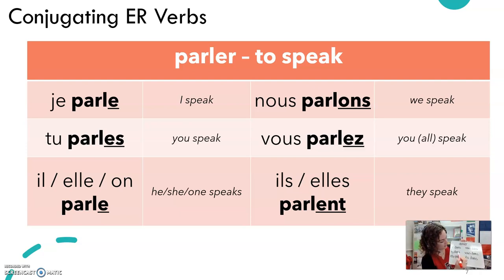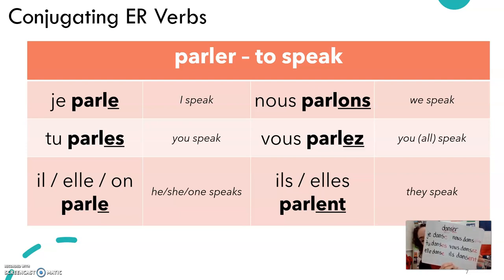So I will write that stem, danse, and then I need to add the endings that I just went over. Je danse with an E, tu danses, E-S, il, elle danse, nous dansons, O-N-S. There it is. Vous dansez, E-Z, and ils dansent, E-N-T. Je danse, tu danses, elle danse, nous dansons, vous dansez, ils dansent.